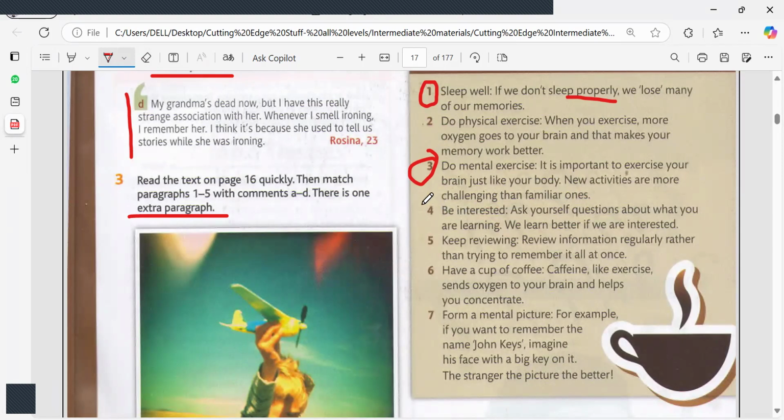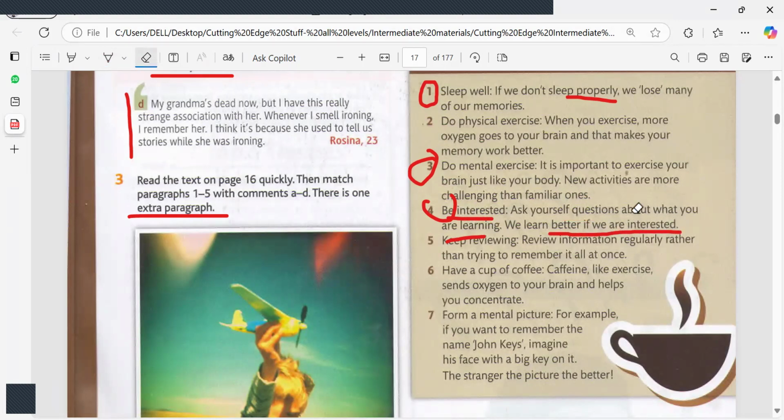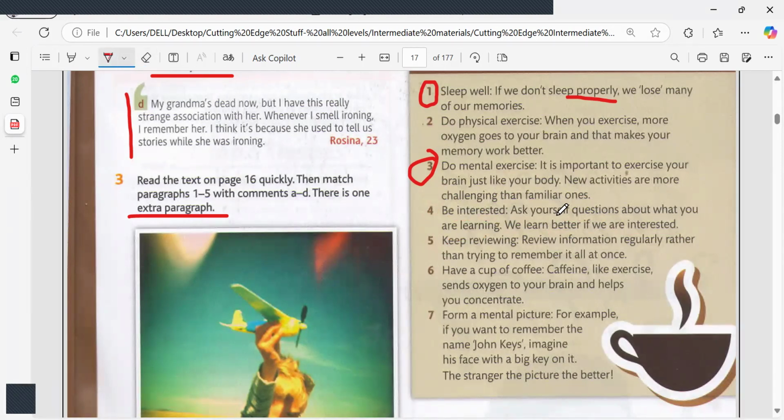Number 4: be interested. Ask yourself questions about what you are learning. We learn better if we are interested. Exactly. If you enjoy learning it, this is better learning.